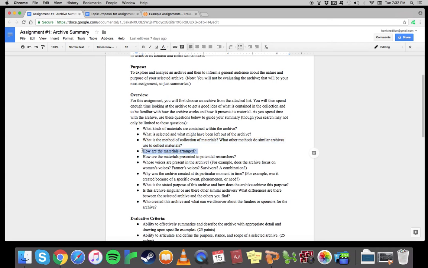How are the materials arranged? Right? So there are things in the archive, there are things in this collection. How are they arranged for people to go about looking at them? Same thing applies here. How are the materials presented to potential researchers? Like, how do students like yourself or scholars, how are they encouraged to go through the archive? Essentially, how is it arranged? How is it accessible? Okay.